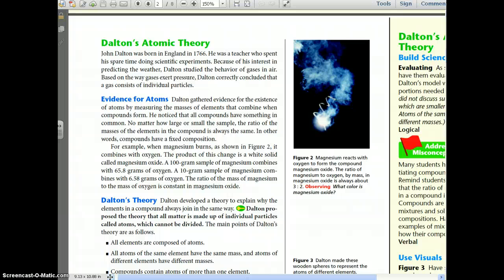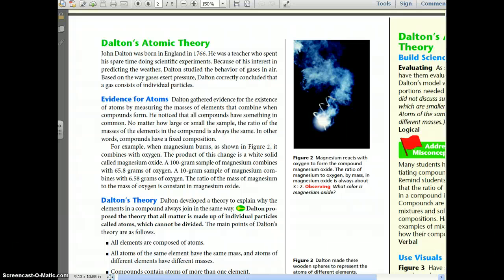Because of his interest in predicting the weather, Dalton studied the behavior of gases in air. Based on the way gases exert pressure, Dalton correctly concluded that a gas consists of individual particles. Evidence for atoms. Dalton gathered evidence for the existence of atoms by measuring the masses of elements that combine when compounds form. He noticed that all compounds have something in common.